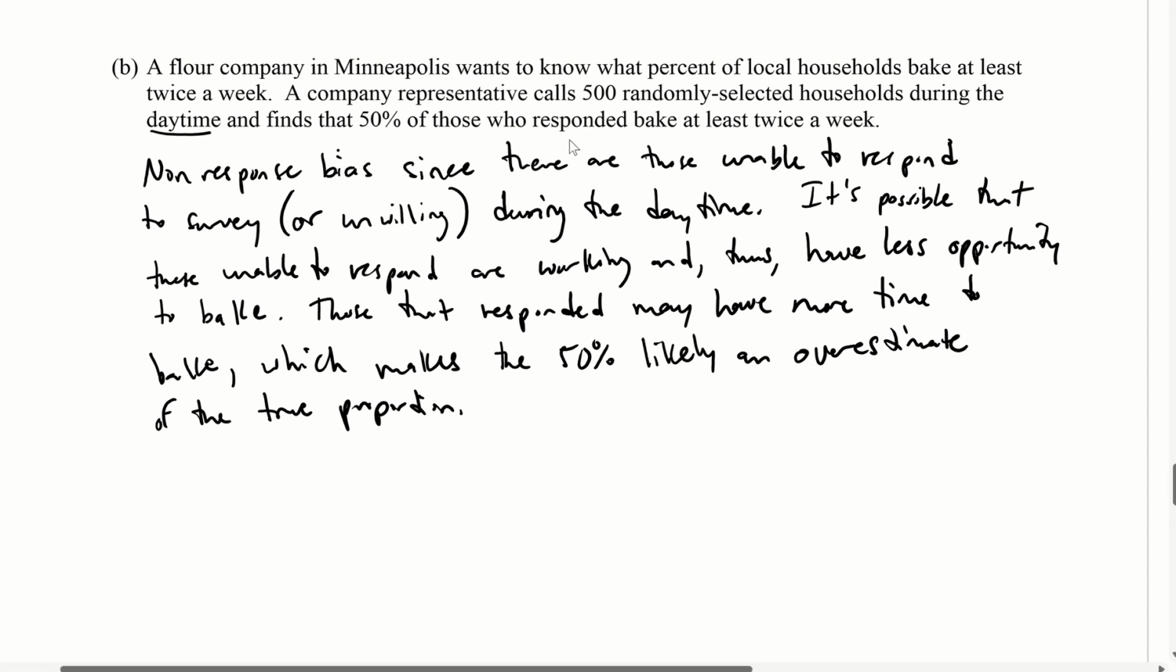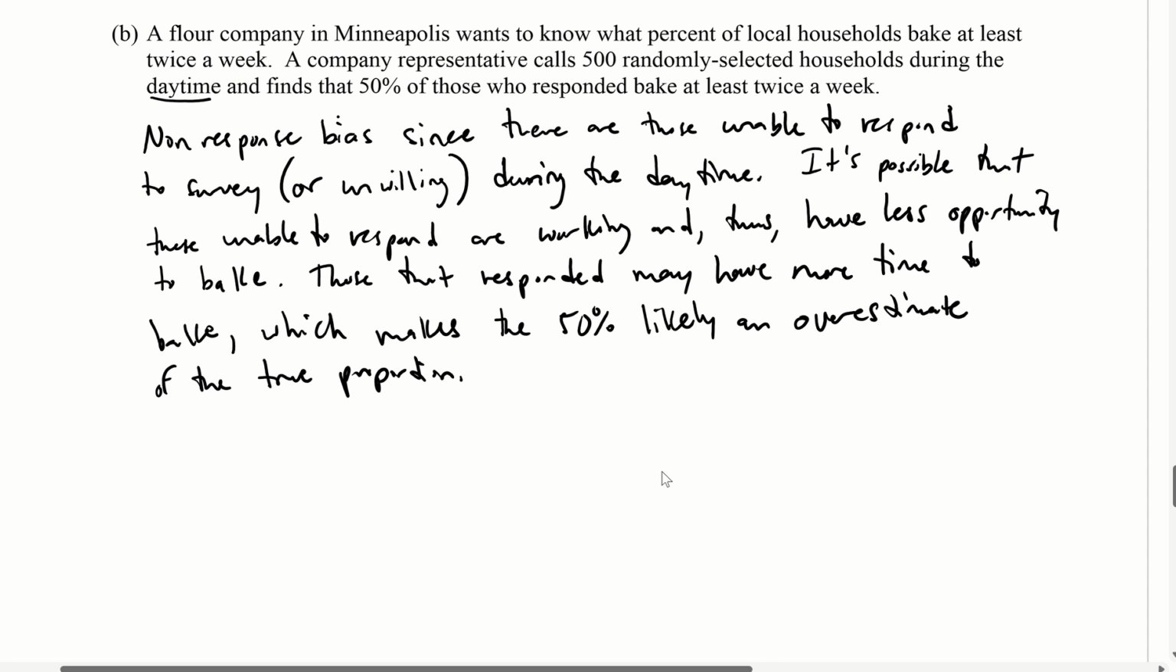All right, so if you said non-response bias, there's people that can't respond during the daytime, and then you say, okay, people that responded probably have more time to bake, which would make it an overestimate. You can say something like that. You don't have to say exactly how I worded it, but as long as the elements are there and it makes sense.